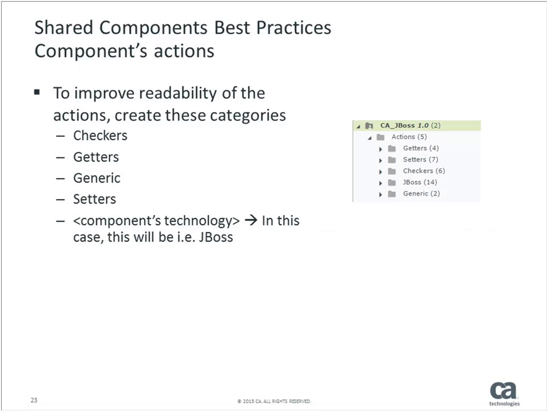Another item that you need to be aware of, one of the best practices, is that it's good to create checkers, getters, generics, and setters. This is important because if you do this, then you'll be able to see what are my setters, what are my getters. Specifically, if you're making changes via an action to say, okay, I need you to set this value before we do the run for the specific technology, that's where it becomes important. And it's easier to see, and this is very important for maintainability and readability.